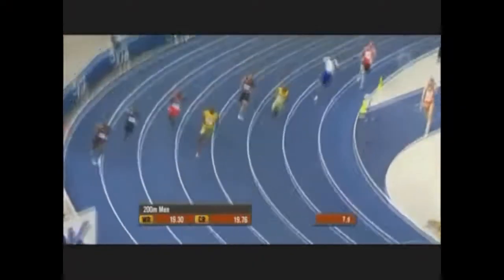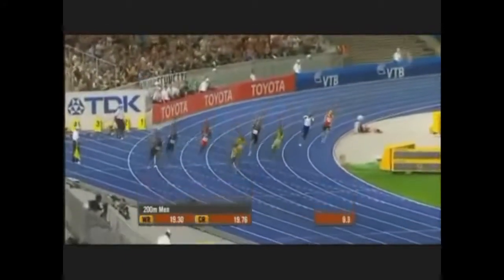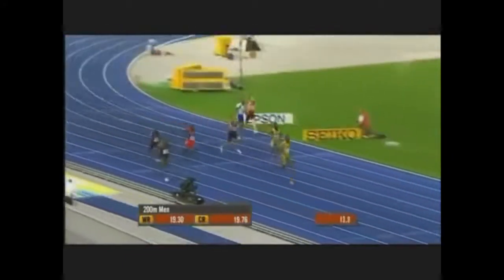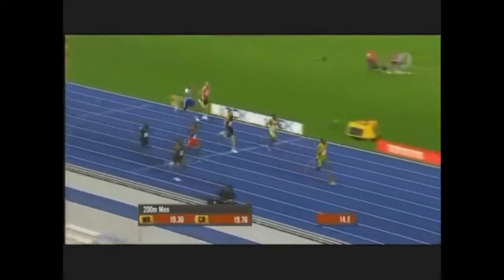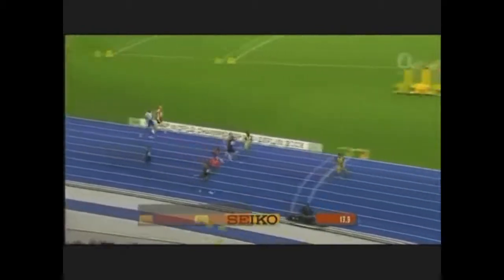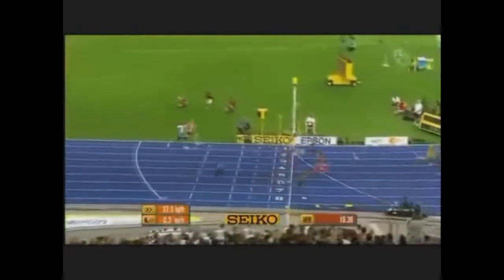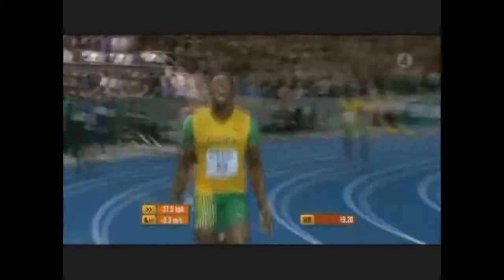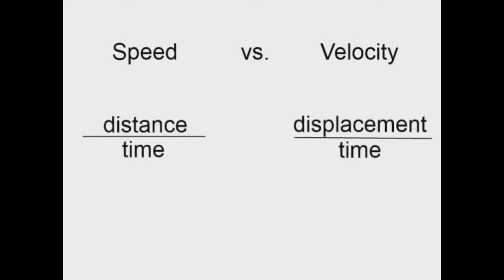The 200-meter dash is a sprint that requires tremendous amounts of athleticism. In 2009, here in Berlin, Usain Bolt broke the world record for the 200 meters with a time of 19.19 seconds. How fast was he going? Well, that depends on how you look at it. How fast Usain Bolt was going depends on whether you look at his average speed or his average velocity. Speed is given by the distance over time, whereas velocity is given by the displacement over time. We'll look at each of these separately.